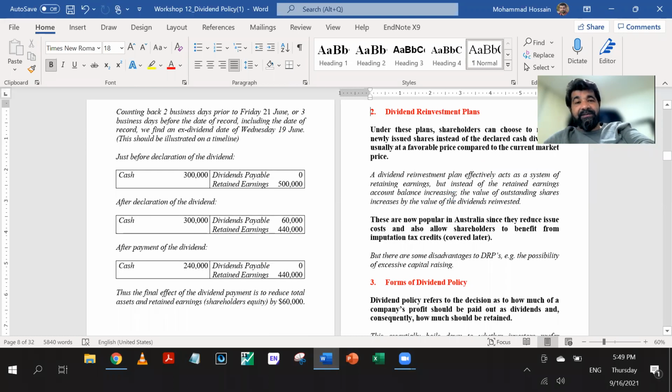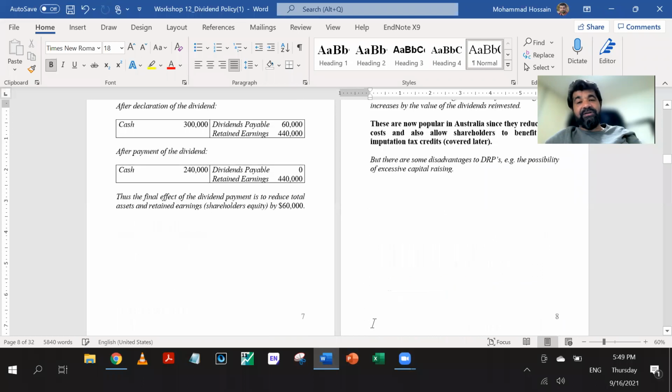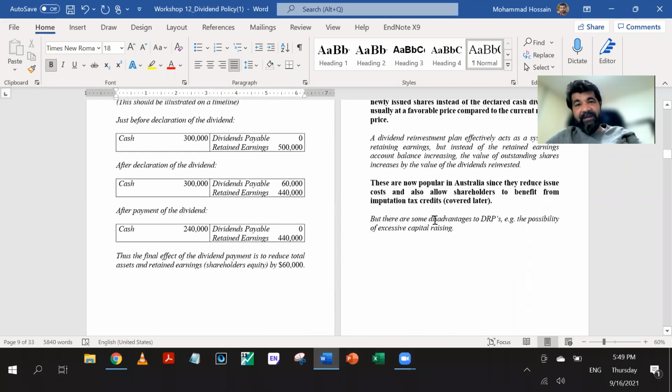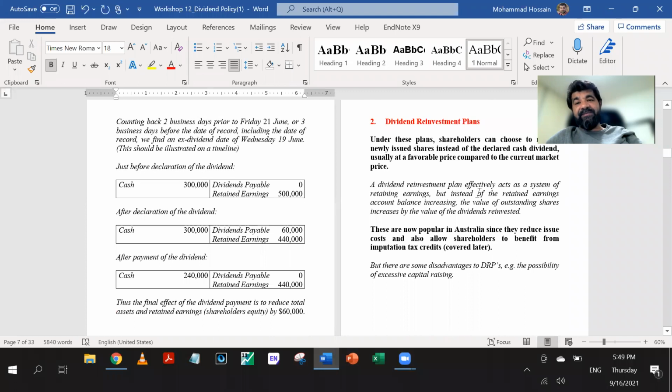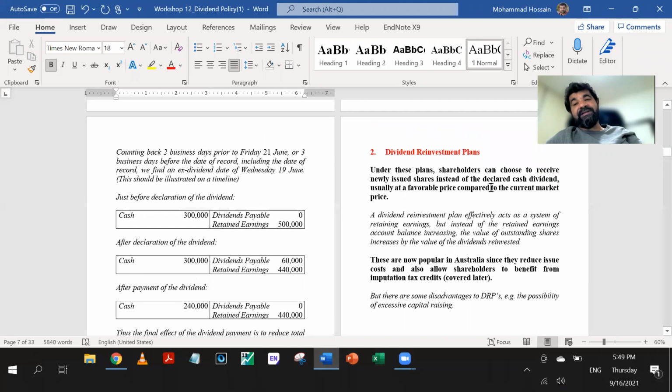Okay, so the decisions about dividends: they're going to pay the cash dividend. Now, the dividend reinvestment plan. Under this plan, they will say, we are not going to give you the dividend, we're going to actually reinvest the money. A dividend reinvestment plan effectively acts as a system of retaining earnings. But instead of the retained earnings account balance increasing, the value of the outstanding shares increases by the value of the dividend reinvestment. Shareholders can choose to receive newly issued shares.